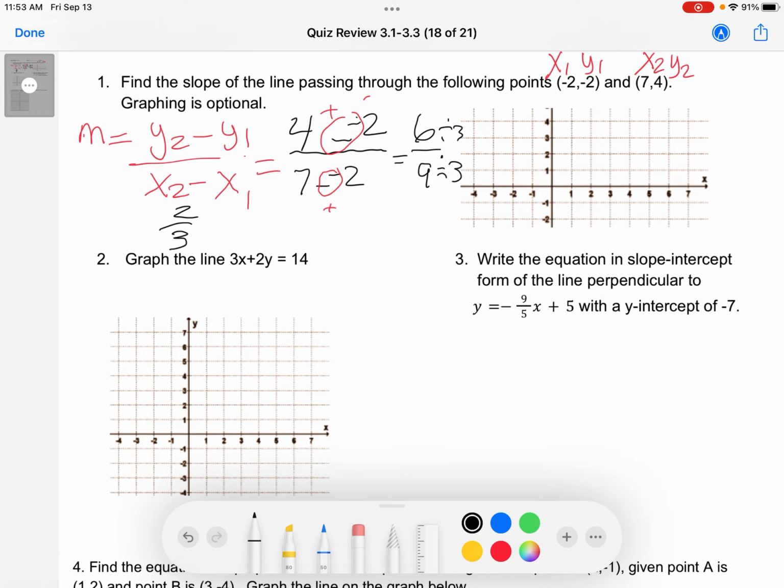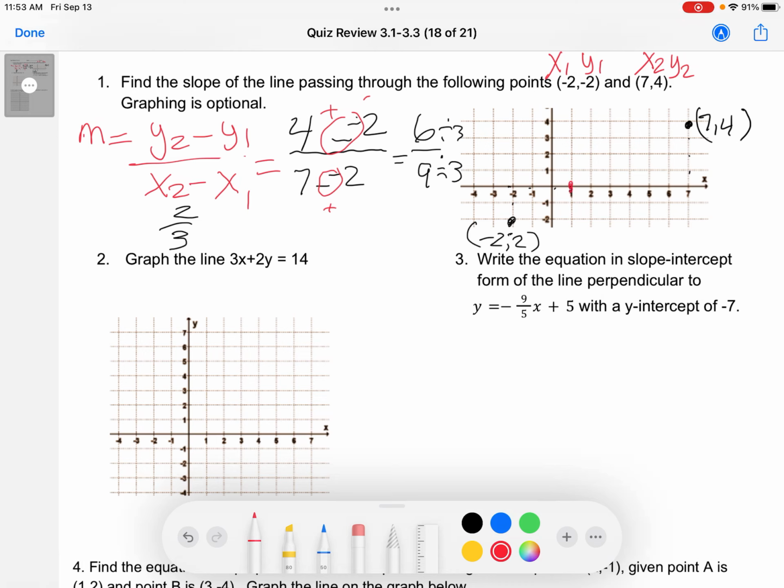Let me go ahead and graph it, and then we'll verify if it's indeed 2/3. There is my point, -2, 2, and then 7, 4. If I count the slope for these, it's going to be up 6 over 9 supposedly, or my slope is going to be 2 over 3. So up 2, 1, 2, over 3, 1, 2, 3.